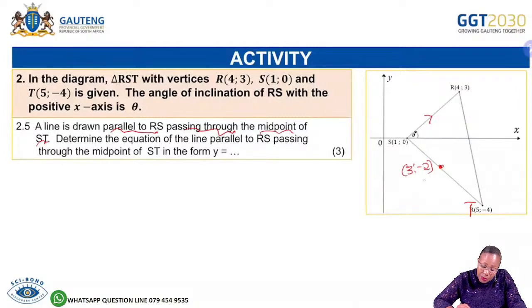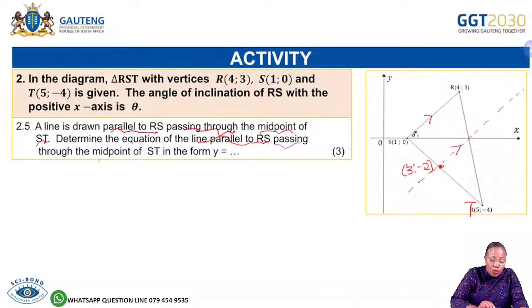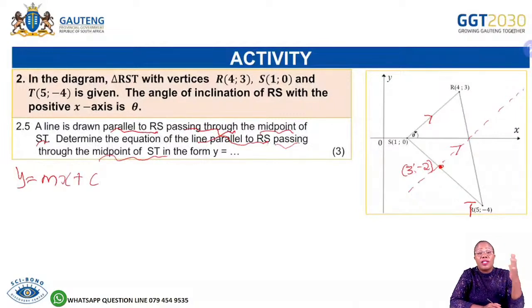So now this line is passing through here, and it is parallel to RS. Determine the equation of the line that is parallel to RS and passing through the midpoint of ST in the form y is equal to. Now grade 12, remember this is a straight line. We are using the original, which is y equal to mx plus c, or alternatively y minus y1 equal to m into x minus x1. You are also welcome to use that particular equation.